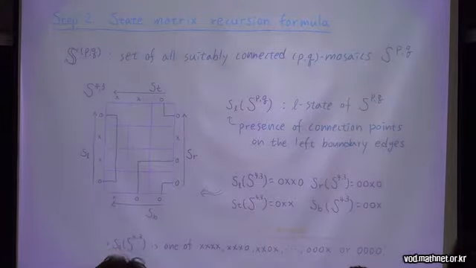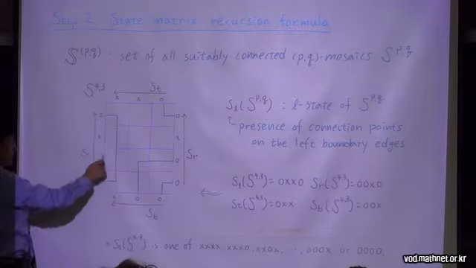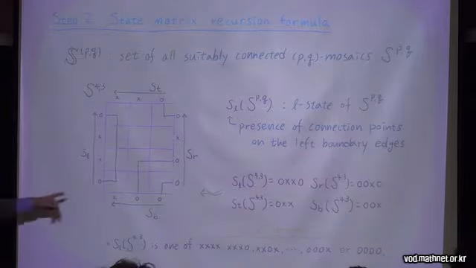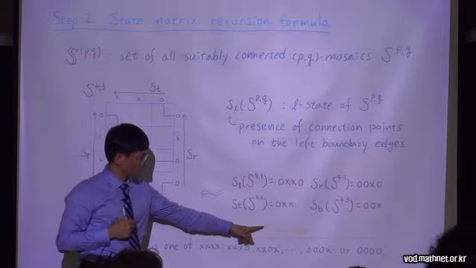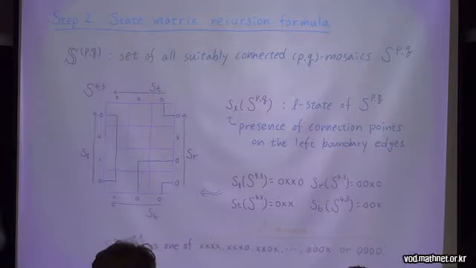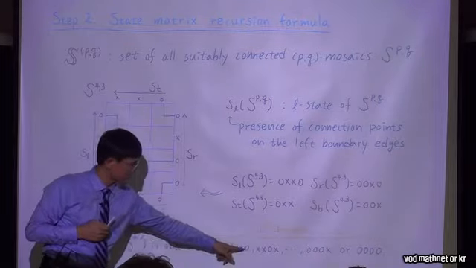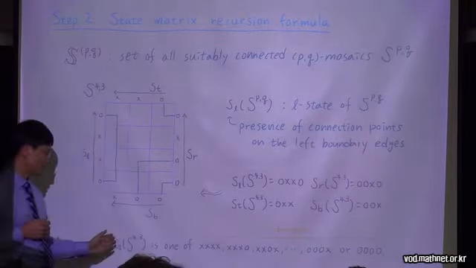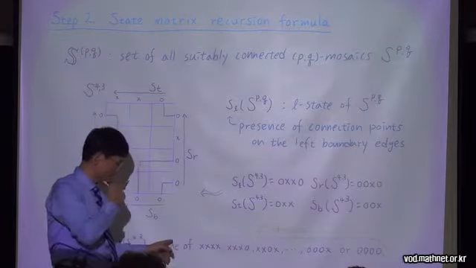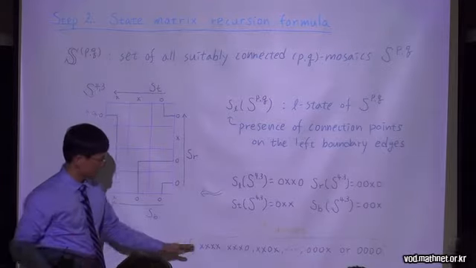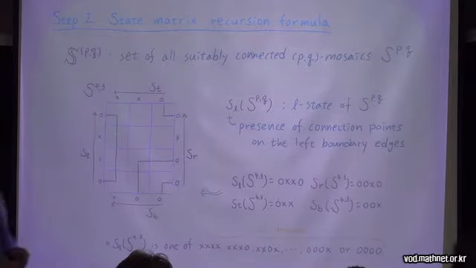That's the state of the PQ mosaics. And also, for the left state, there are 4 edges, and each edge has 2 choices. So in total, there are 2 to the 4th power choices, right? XXXX through OOOO. We'll give an order to these choices and these states, so dictionary order will be given.